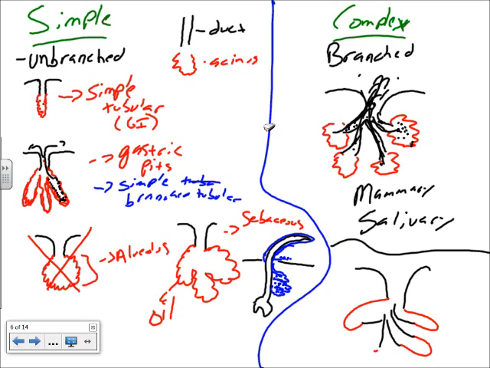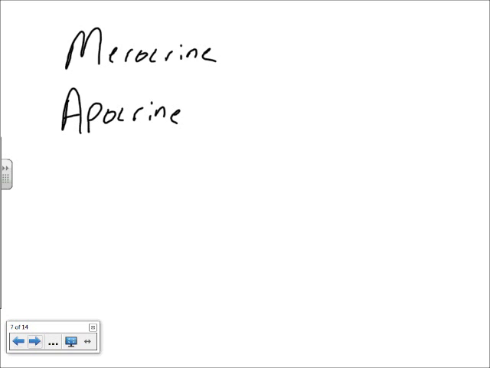And last but not least, let's focus on those last three terms that were on the terms you need to know: merocrine, apocrine, and holocrine. Okay, merocrine, not mecocrine. Apocrine glands.